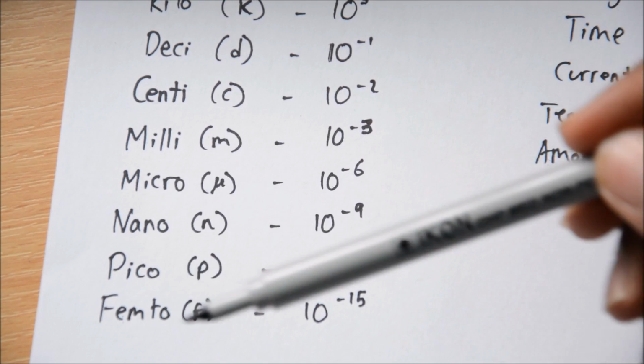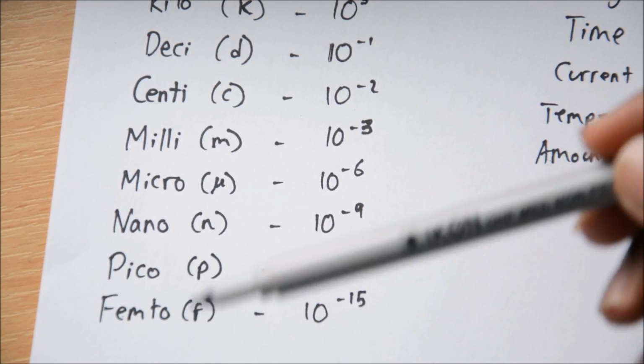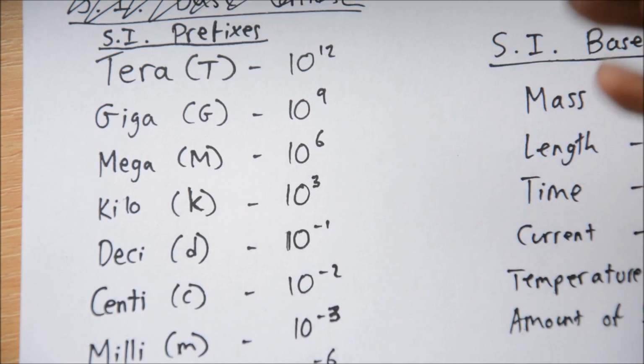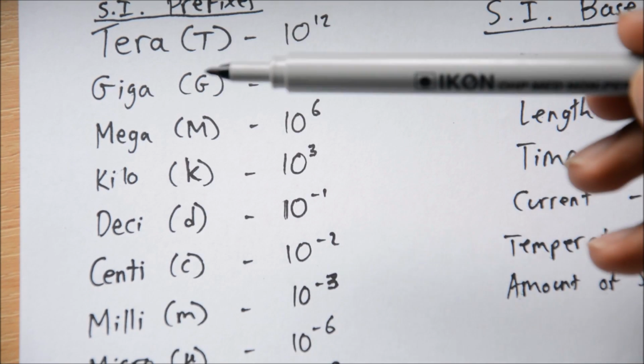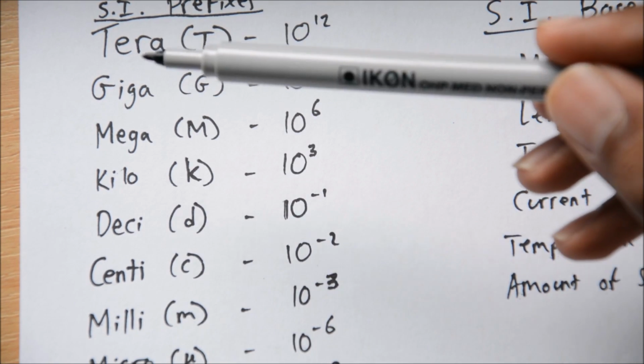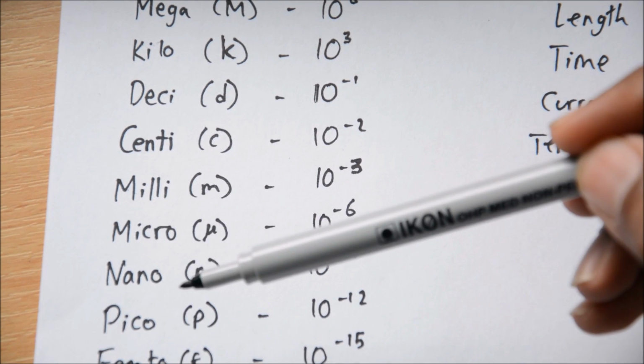There are more, so if you keep on going, you have smaller ones here, so femto, and if you carry on going, you have more. But for the purpose of this AS level of physics, you only need to know from tera down to pico.